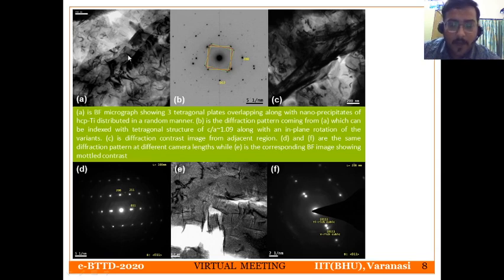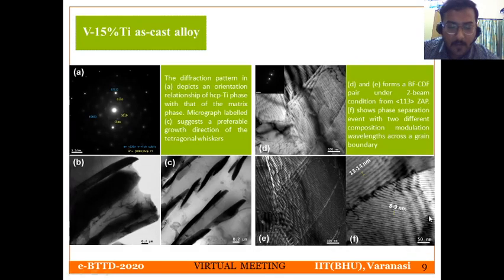Probing the 10 weight % alloy further, we can find 3 face plates of the tetragonal whiskers, and the diffraction pattern suggests that there is an in-plane rotation of all the 3 variants. The whisker-shaped morphology is clearly evident here. These 2 diffraction patterns are from the same region marked as E, with a moderate contrast in the matrix, and the diffraction pattern clearly suggests that instead of a single solid solution, there are 2 solid solutions, one rich in titanium and the other rich in vanadium.